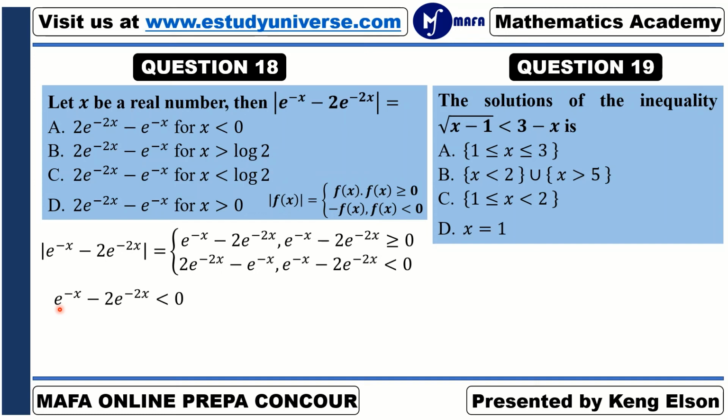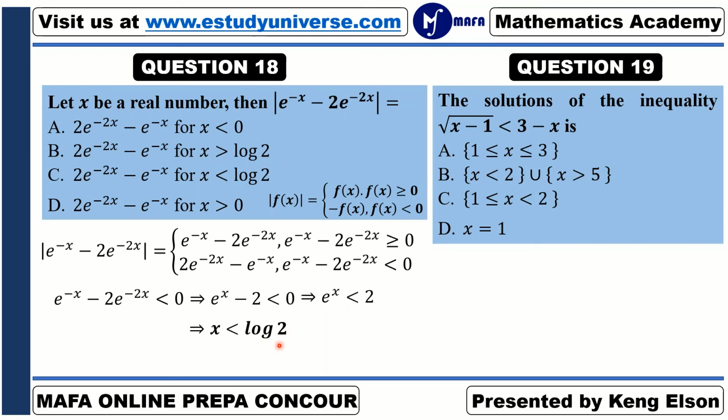So if you multiply all through by e to the power 2x, we are going to arrive at e to the x minus 2 less than 0. Because you multiply this by e to the 2x, it will give you e to the x. Multiply this by e to the 2x, it will give you negative 2. Multiply 0 by e to the 2x, it will give you 0. And since e to the 2x is positive, the inequality sign remains less than. From here, we have e to the x less than 2. You take ln on both sides, you get x less than ln 2.